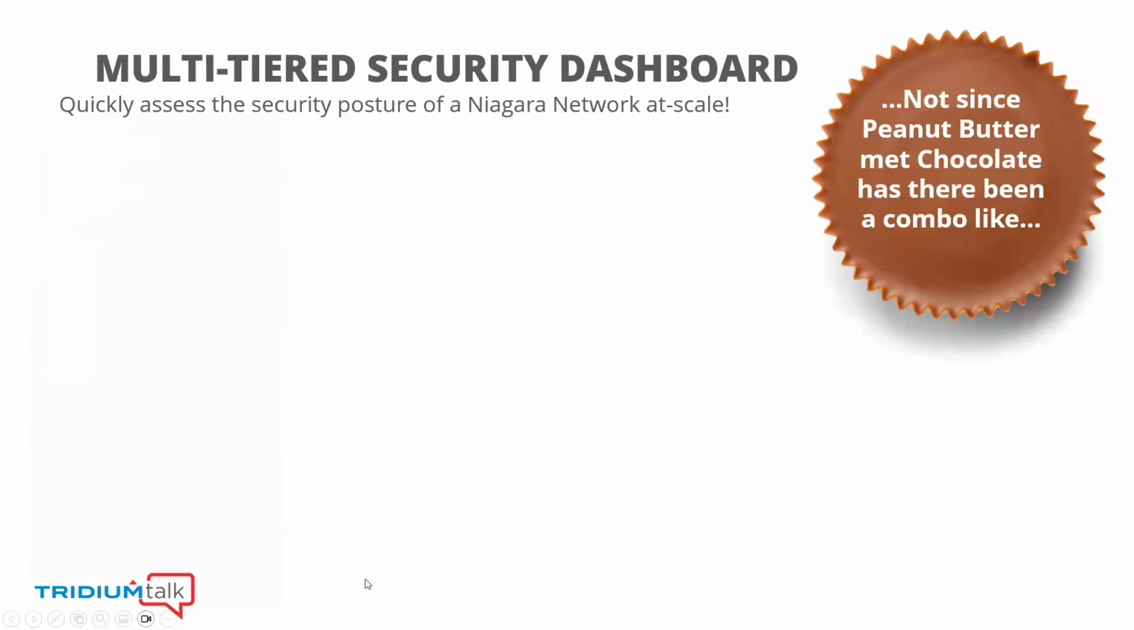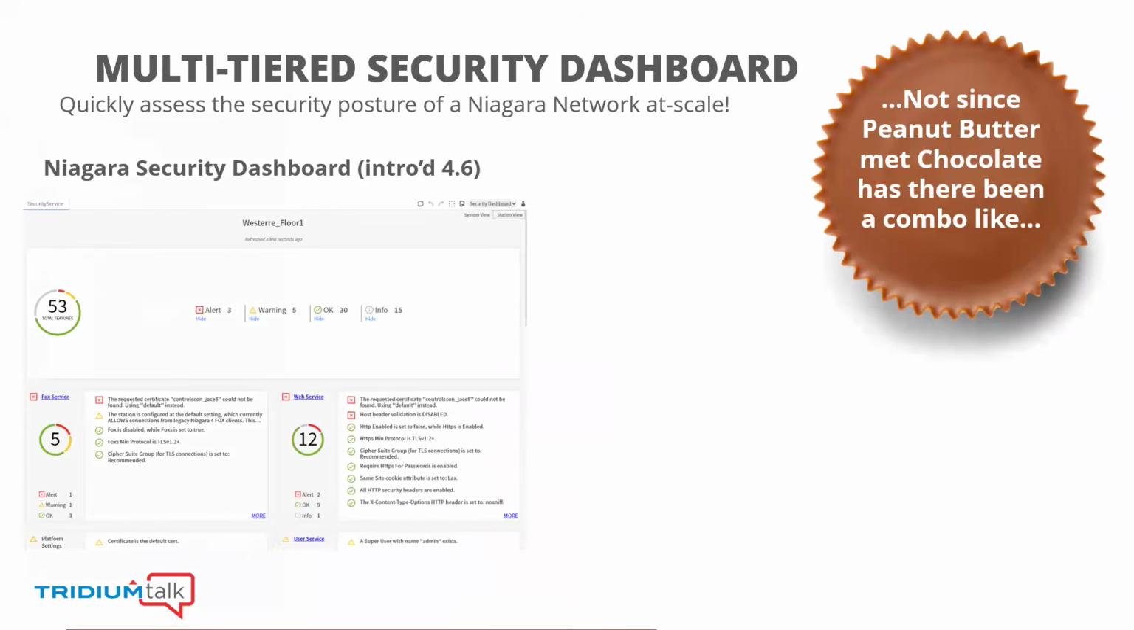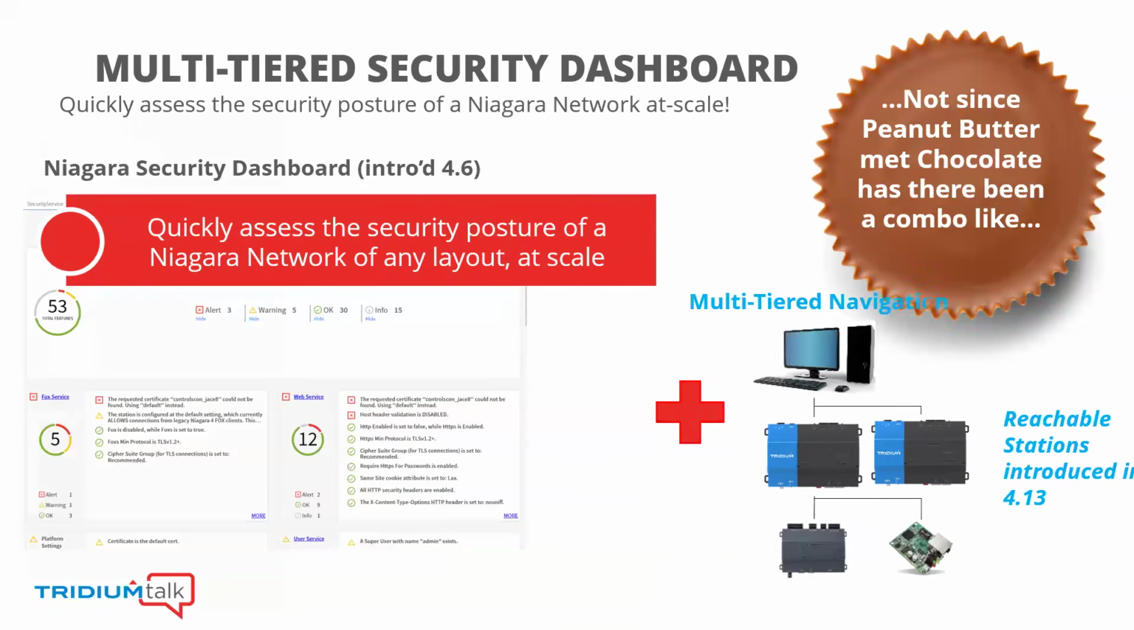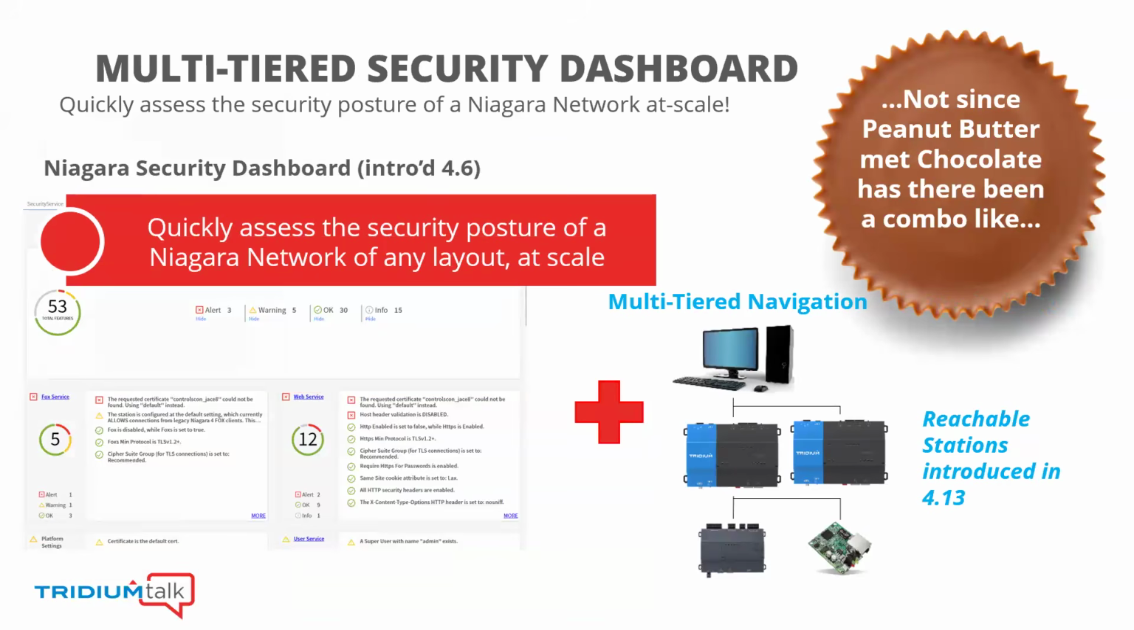So another one that I just wanted to talk about that is now available in 4.14 is because we implemented multi-tiered system database within 4.13, we felt like, hey, we need to provide the capability for the security dashboard to be able to roll up some of the stations that are all connected through multi-tiered system database to the primary supervisor's security dashboard.